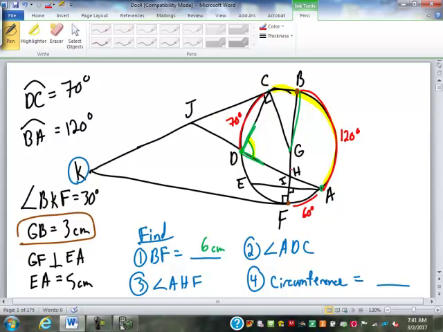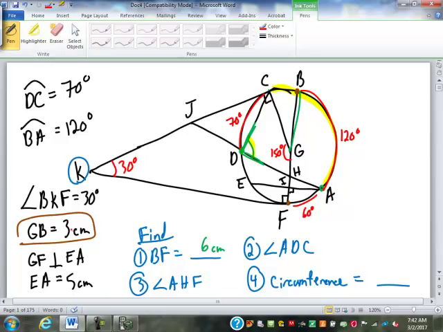BKF, that's this angle, is 30 degrees. What that tells me is that this one here is 150. How do I know that's 150? Because that's part of this quadrilateral formed with the two tangents. These two are right angles here and here, so these two have to be supplementary. So if this is 30, 180 minus 30 is 150 for that angle. So that tells me that's 150.